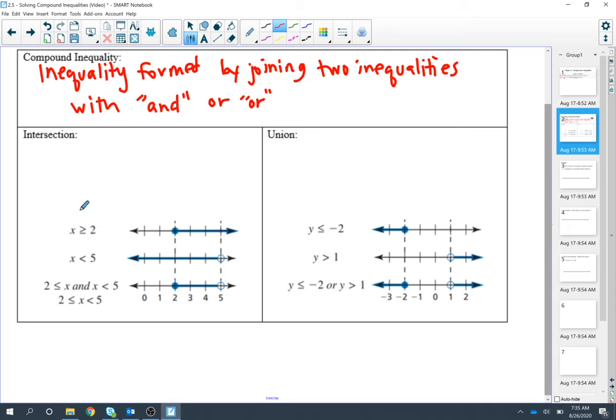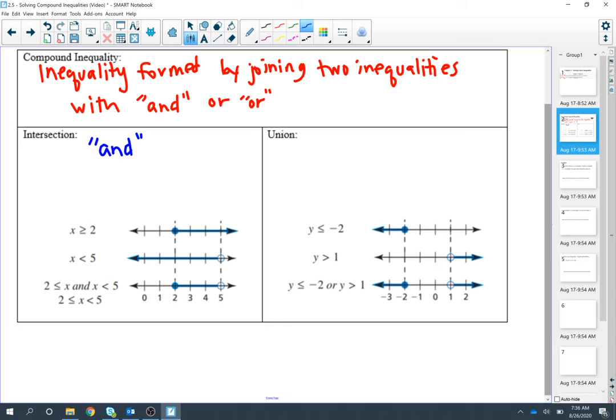If we have an intersection, I first of all have the inequality x is greater than or equal to 2. If I were to graph that, I would have a closed dot on 2 and I would shade to the right. We also have the inequality x is less than 5, so I would put an open circle at 5 and shade to the left. Well, if I take that and make it an intersection, I would use the word and. So for an intersection, we're looking at the word and, I can make the compound inequality of x is greater than or equal to 2 and x is less than 5.